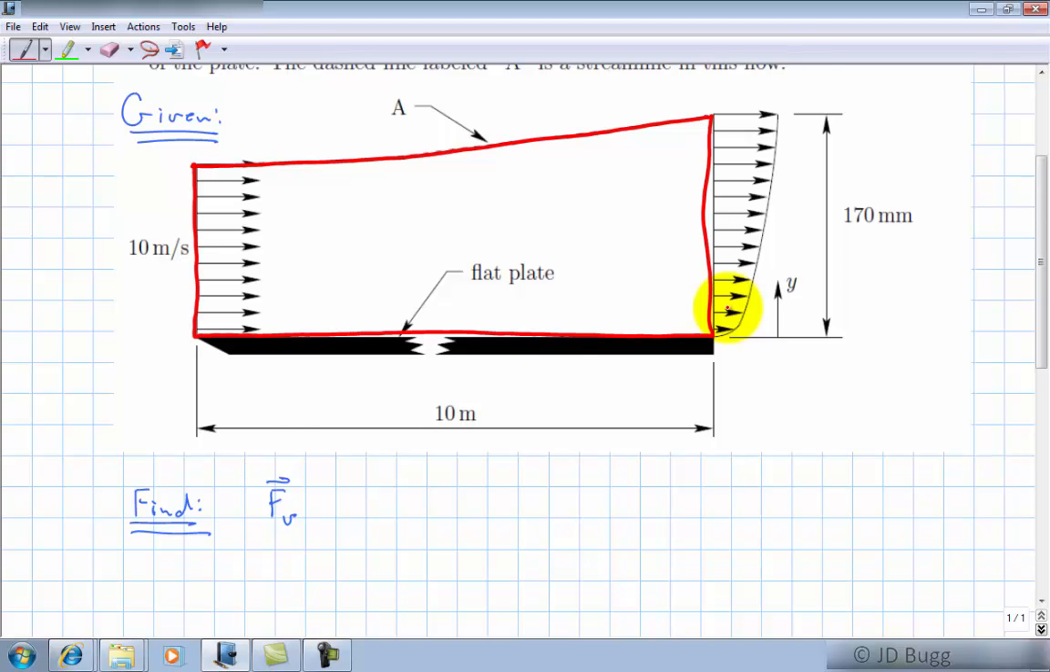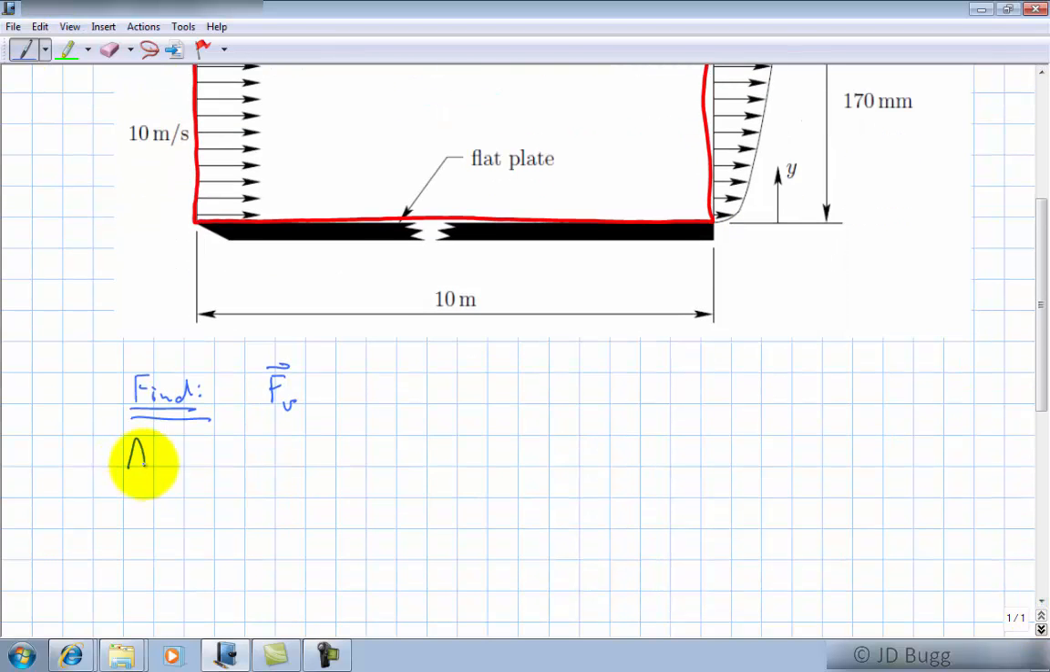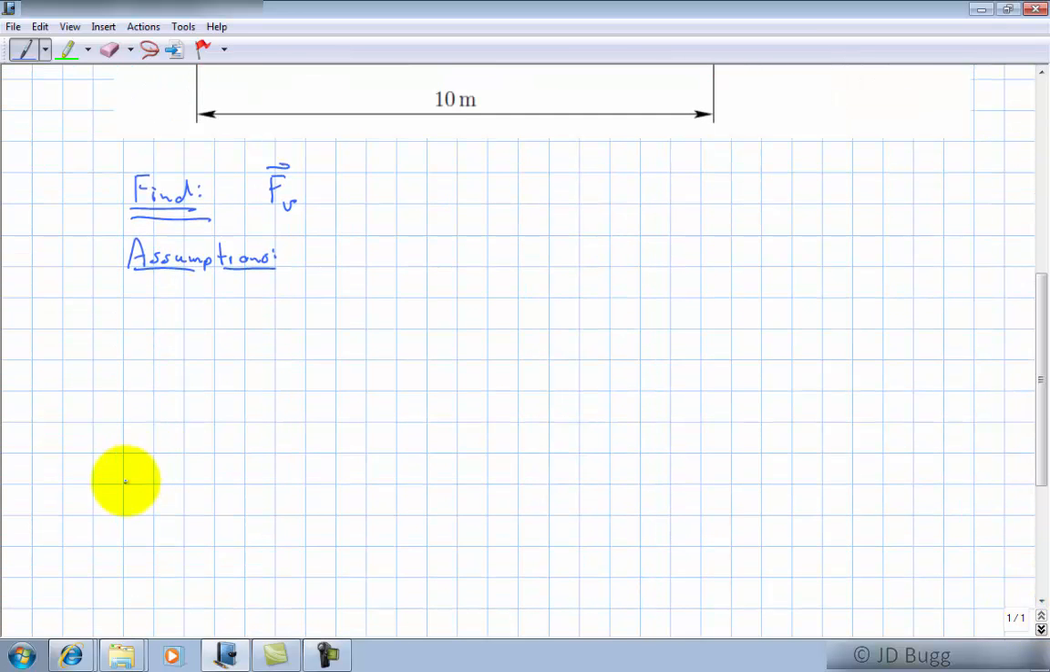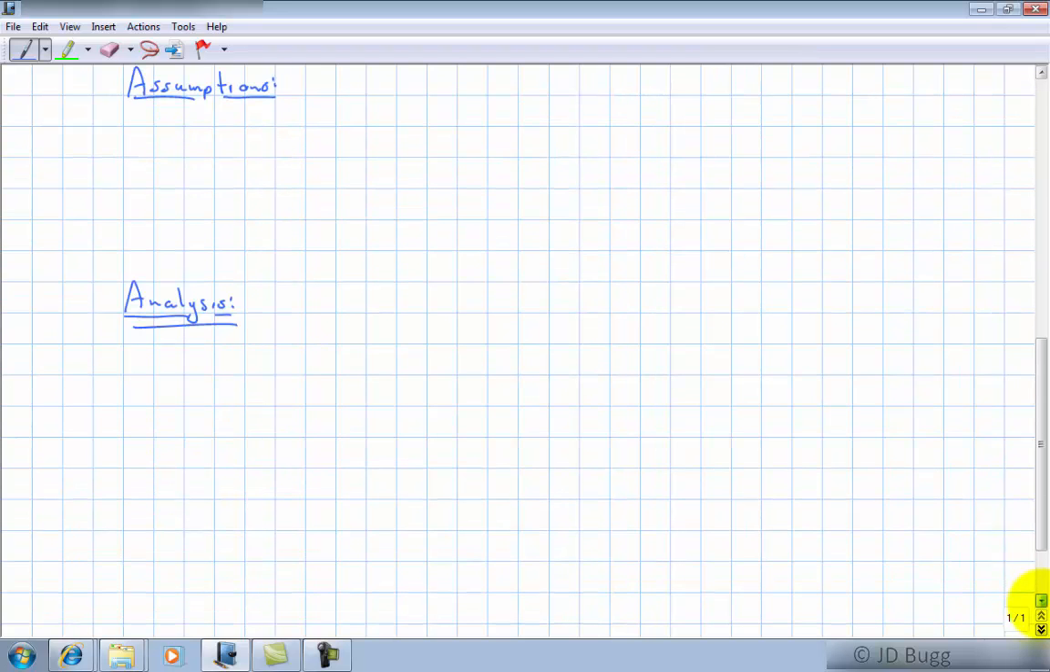So we'll begin with our list of assumptions. And again, we'll add them to the list as we make them. The analysis. We'll begin here. So again, we've already recognized that this is conservation of linear momentum. So we'll begin with the linear momentum equation.